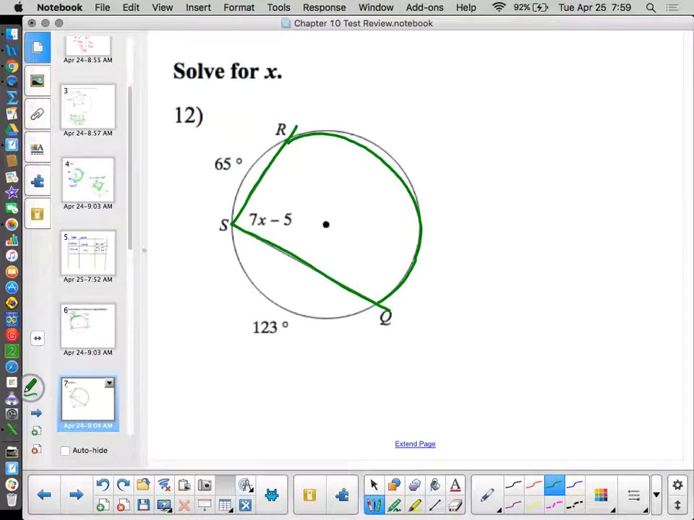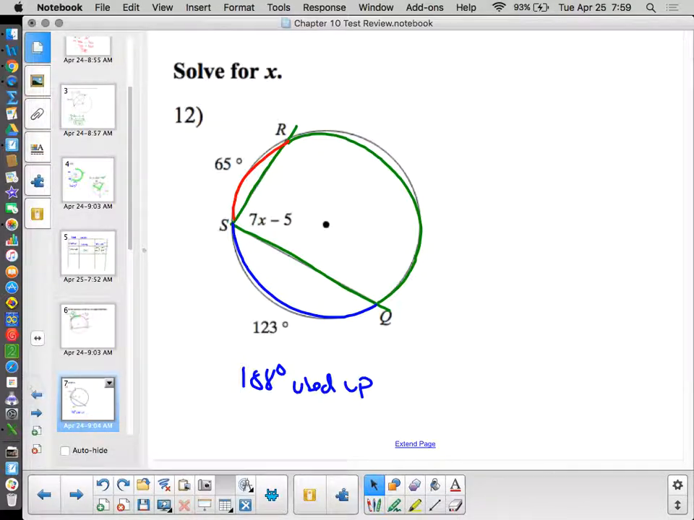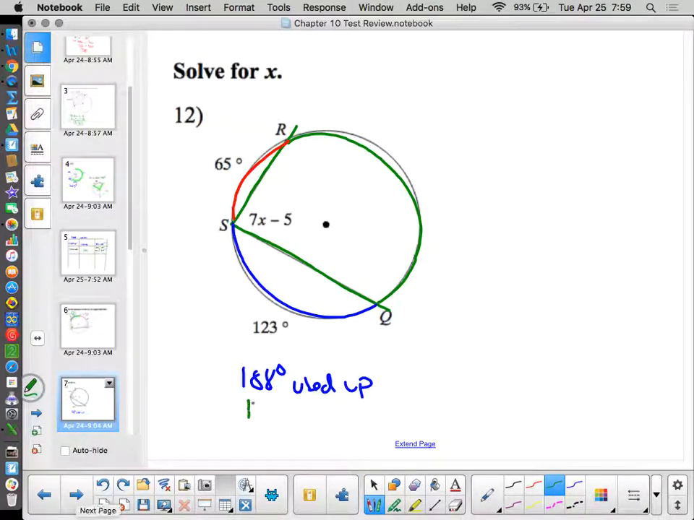Well, the arcs in my circle have to add up to what? 360. I already know 2 of the arcs. This arc is 65. This arc is 123. So if I put that together, that's 188 degrees used up. So how many are left? 172 degrees left. Which must be this arc is 172.